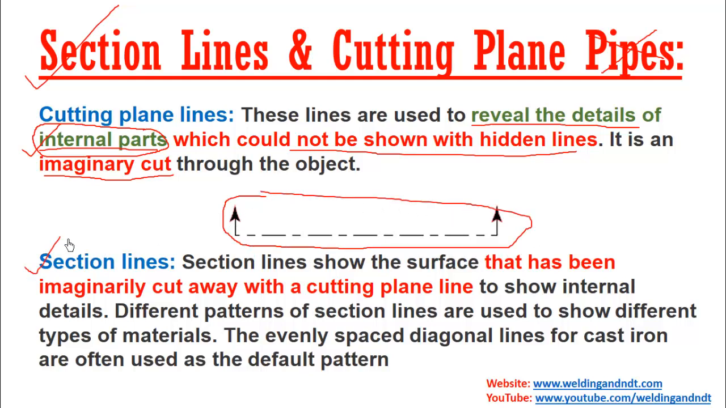Now a section line is also used. So after the cutting plane line you have to show the surface, the internal surface. To show the internal surface that has been imaginarily cut away with a cutting plane line, you use the section line. Different types of patterns are used in section lines, which are used to show different types of materials.